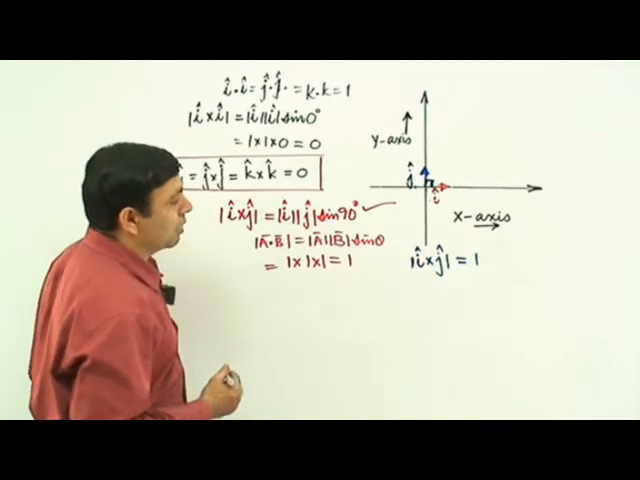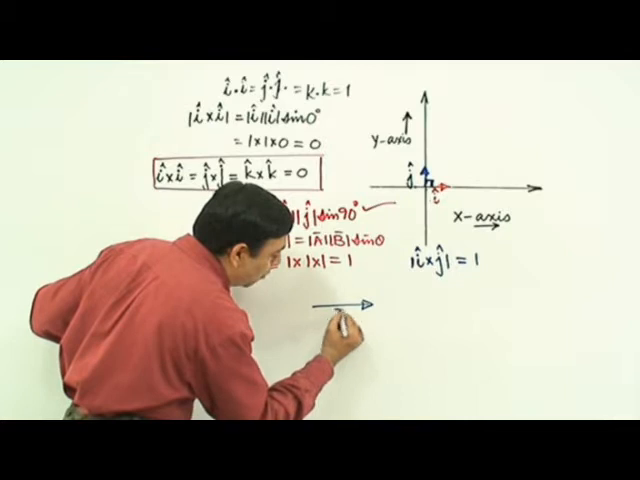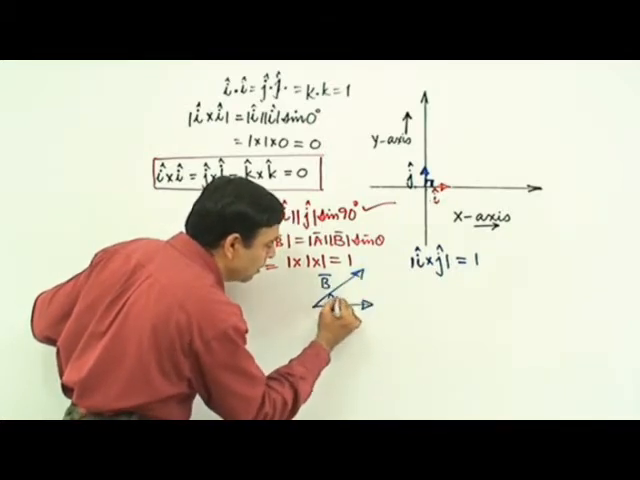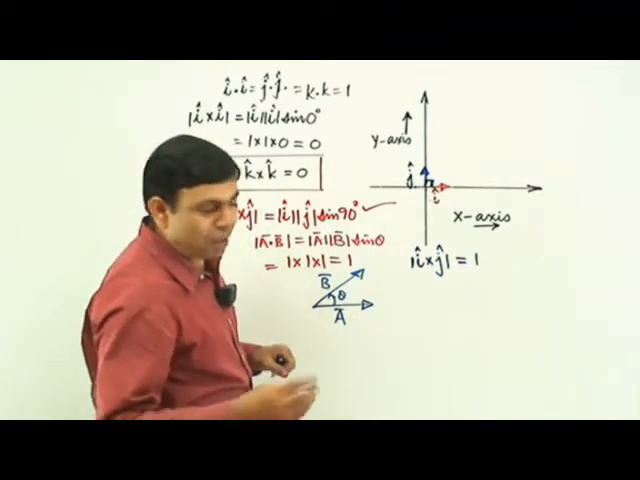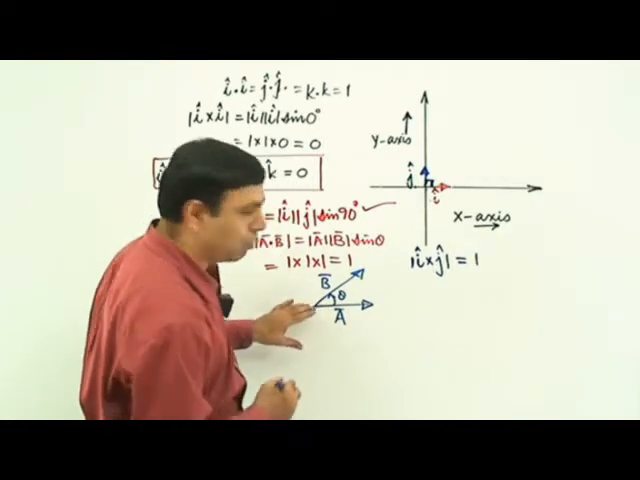How to get the direction? You already know very well. Suppose A is a vector in the plane of the board here and B is another vector in the same plane, which I am taking for convenience, and this is theta. A cross B is going to be out of the board towards you. A cross B is perpendicular to the plane of the board, out of the board.